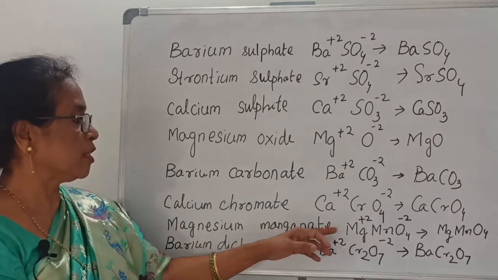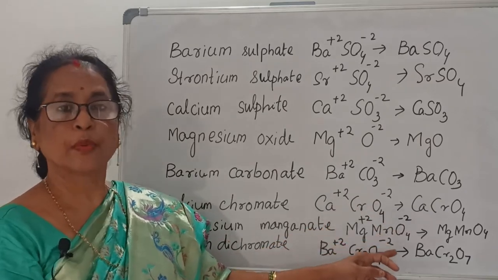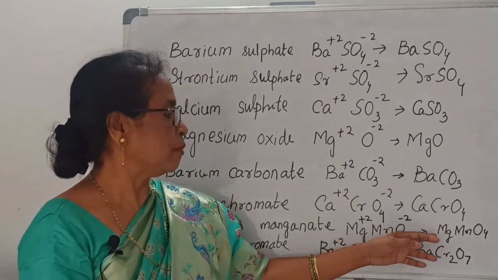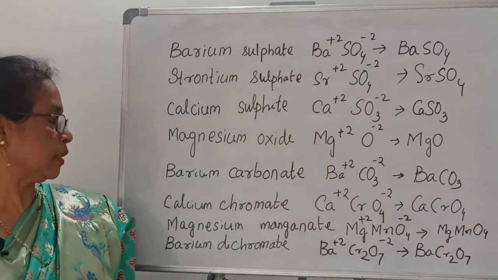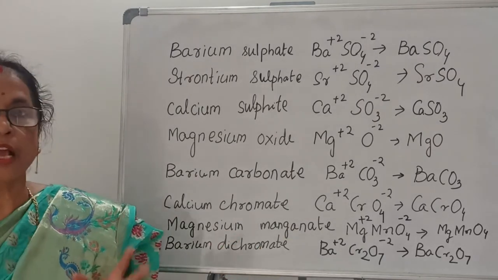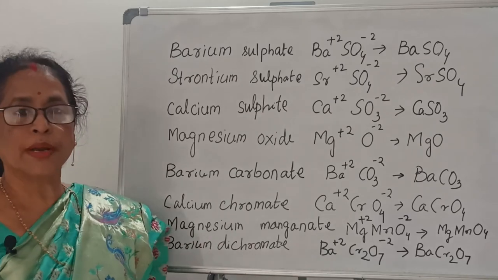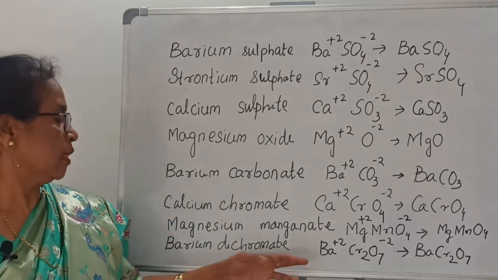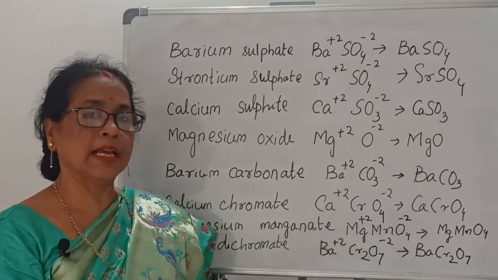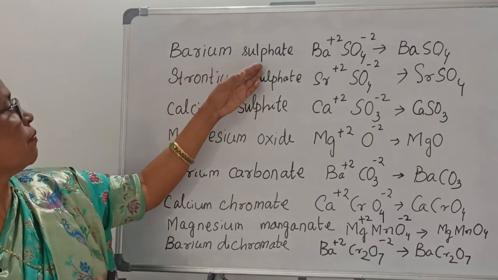So, MgMnO4. Mg plus 2, MnO4 minus 2 cancel each other and it becomes MgMnO4. That is the correct answer. Magnesium manganate, MgMnO4. Barium dichromate. What is the formula of dichromate? Cr2O7 minus 2. So it comes to BaCr2O7.